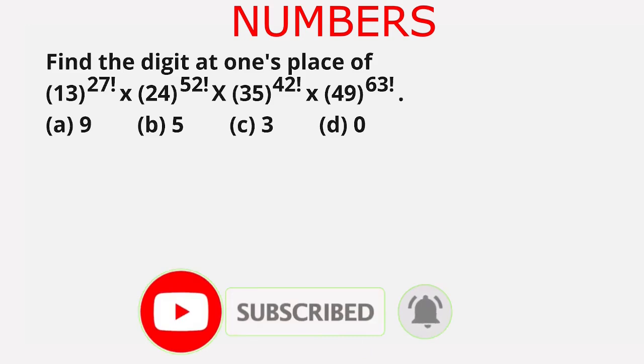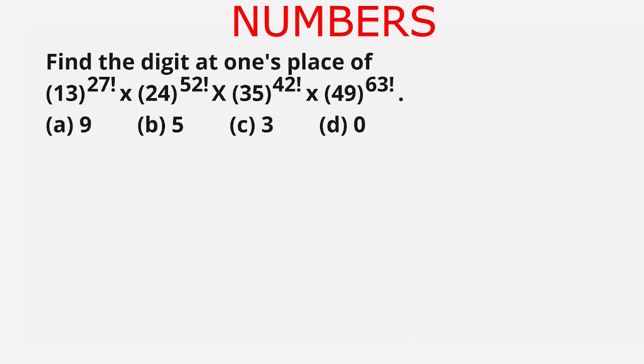Let us observe the digit at ones place of each constituent number in the given question. The first number is 13 and the ones place digit is 3. The second number is 24 and the ones place digit is 4. The third number is 35 and the ones place digit is 5. The fourth number is 49 and the ones place digit is 9.